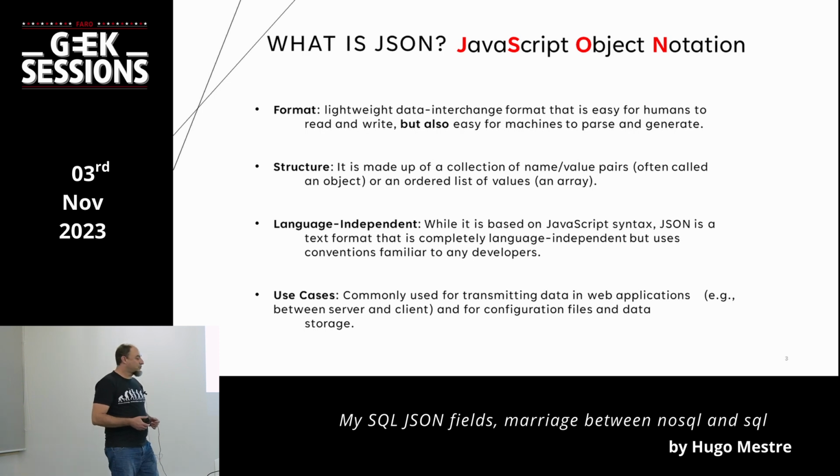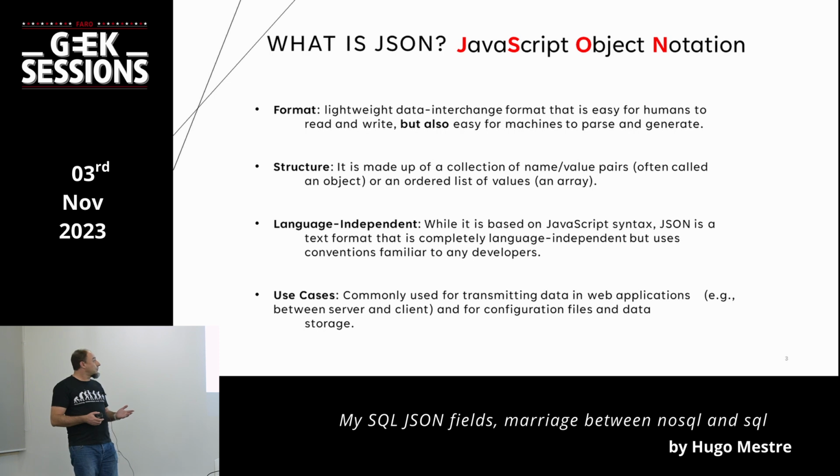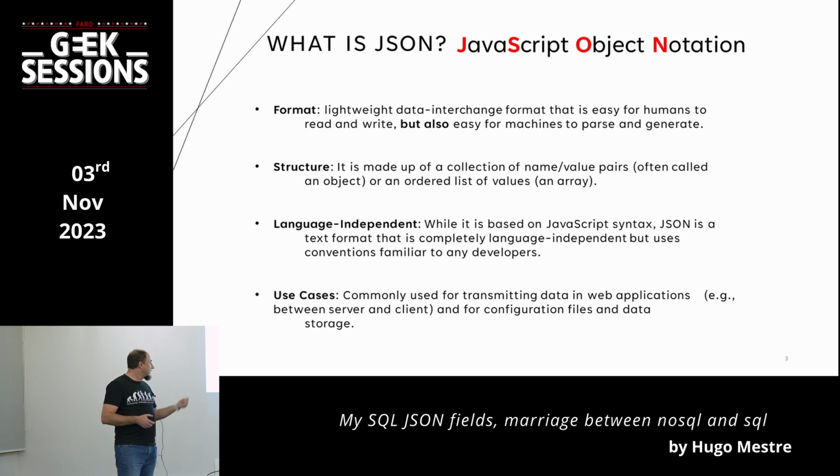JavaScript Object Notation. It's a lightweight data interchange format that can easily be read by humans, but also, and this is very important, is easy for machines to parse and generate. The structure is made of a collection of key-name values, often called an object, but then you also have ordered lists, which can be called an array. Also, it's language independent. It was based on JavaScript, but it's language independent, and everybody that codes usually knows this type of format and is very familiar with the conventions.